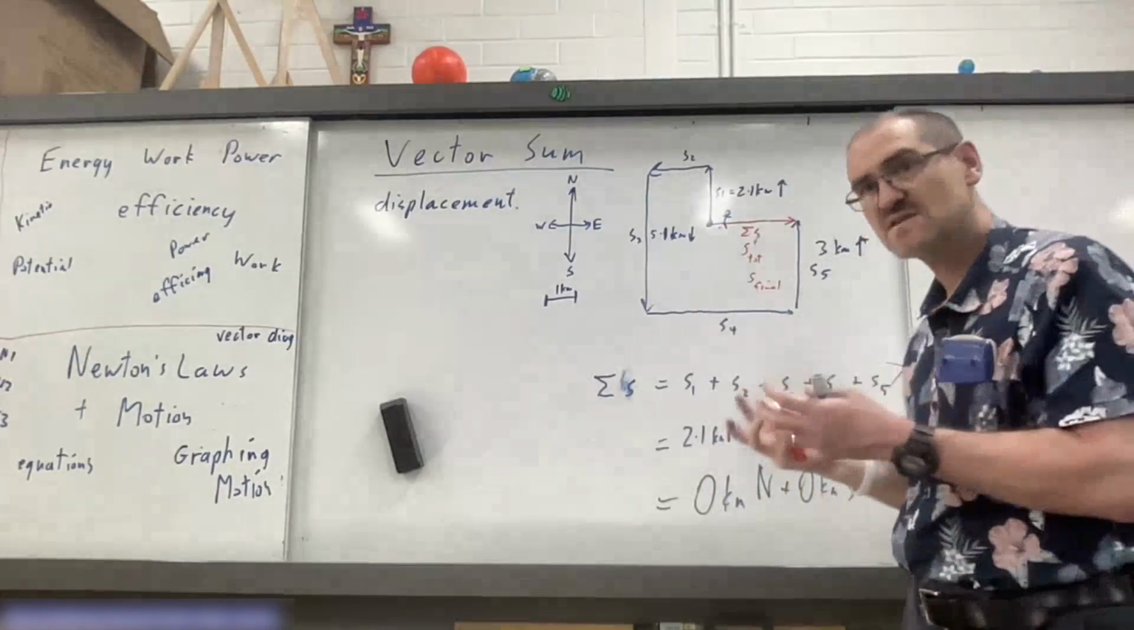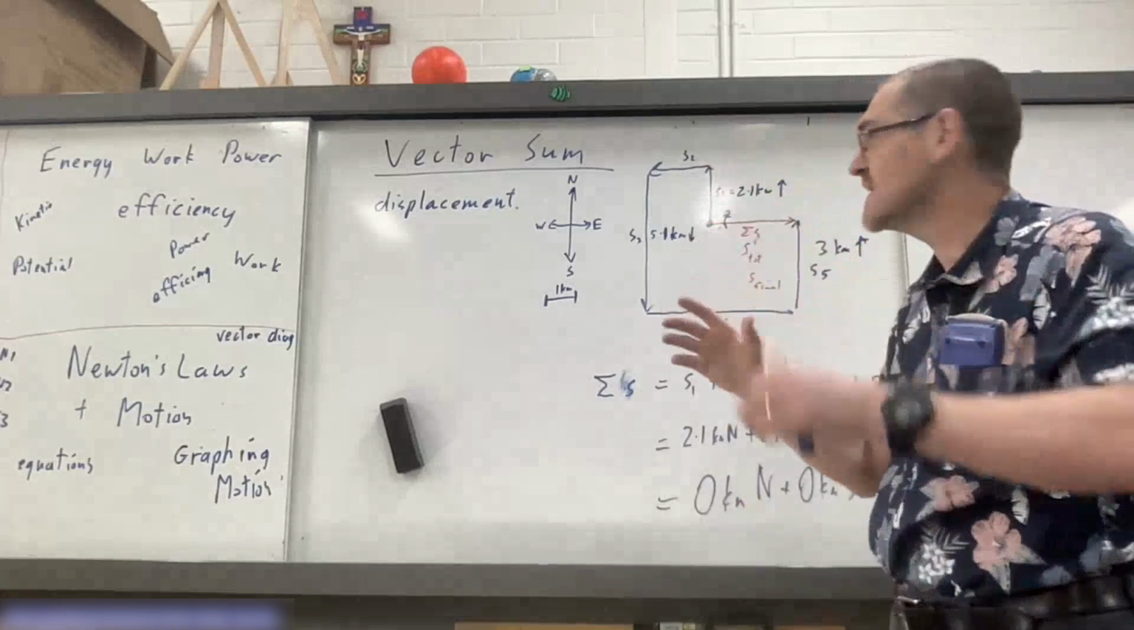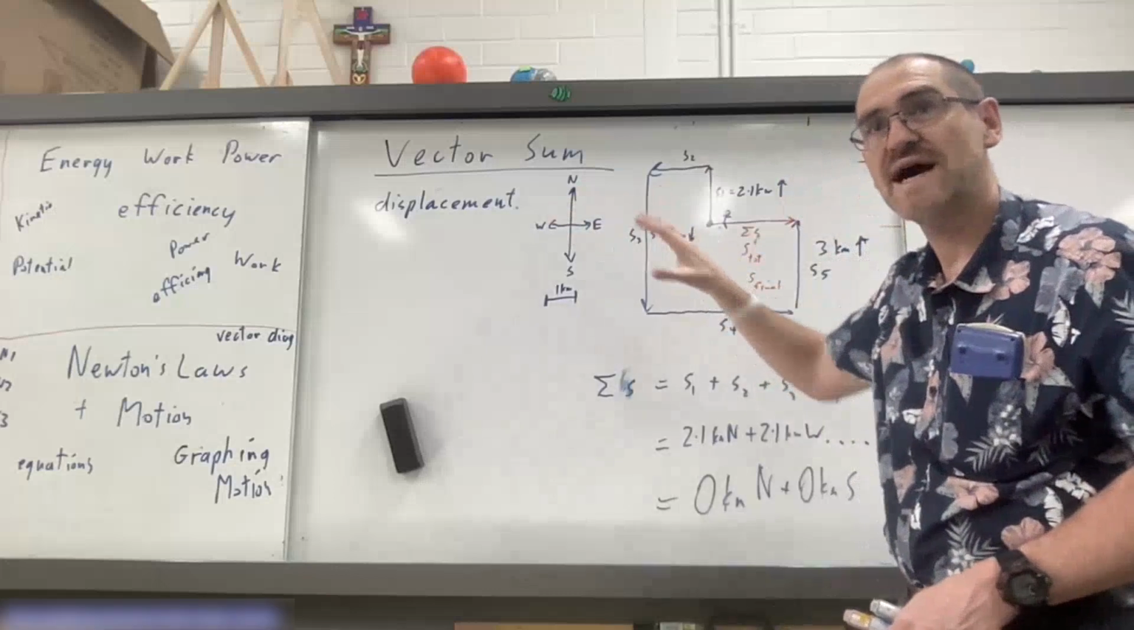Okay. So for vector diagrams, it's all about looking at what you've got and then breaking them down into the two cardinal dimensions. The two cardinal dimensions.